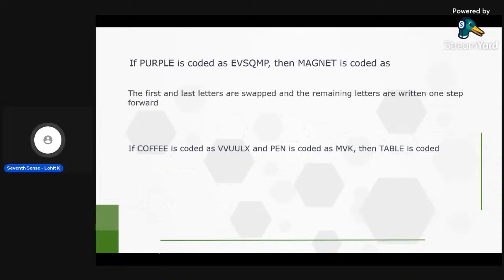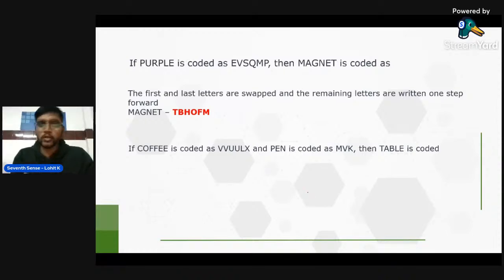So what they are doing here is the first and last letters are swapped, and the remaining letters are moved one step forward. What is the last and first letter? They are swapping, which means E is coming on the first and P is going on the last. And for the rest of the letters, they are doing +1. So do the same thing for magnets. That will be T and M in the first and last, and A +1, G +1, N +1, E +1. It will be the answer for that. So what is the answer? You're going to get TBHOFM. So the answer will be TBHOFM.